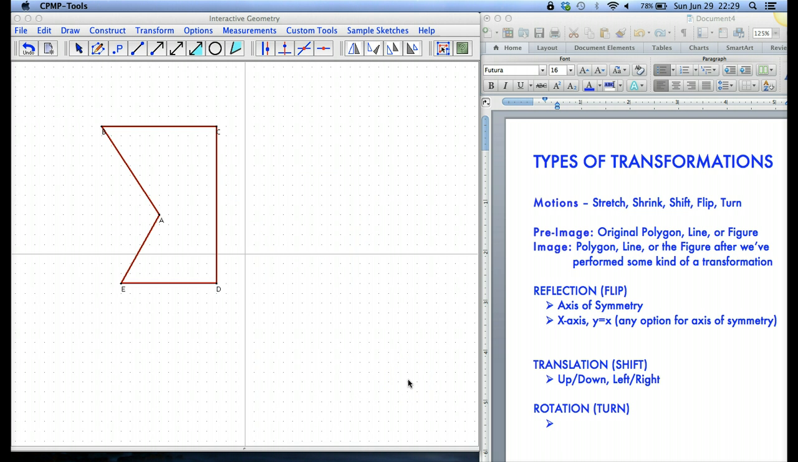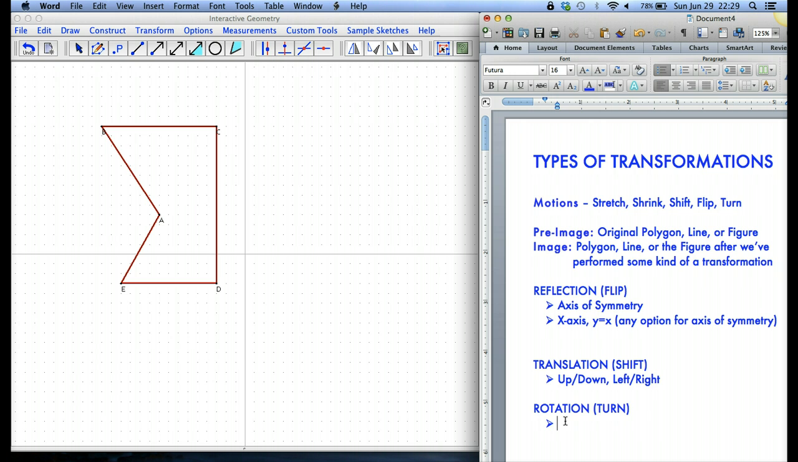Now I've decided to use this sort of oddly shaped pentagon for our demonstration of a rotation. In a rotation, you have to consider several things. In the past, with the translation, we only had to consider up, down, left, and right. With the reflection, we only had to consider the axis of symmetry that we were talking about. With a rotation, you have to think about whether you are turning clockwise or counterclockwise. So this is definitely something to consider. You also have to think about your center of rotation.